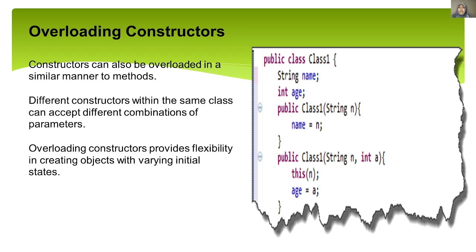As we can look into the example in the picture, we have declared a public class with the class name, string name, int age. Public class1 (String n) { name = n; }, and public class1 (String n, int a) { this.name = n; age = a; }.